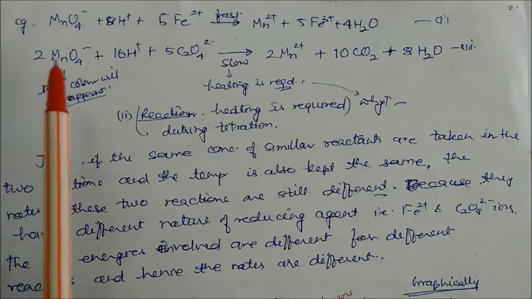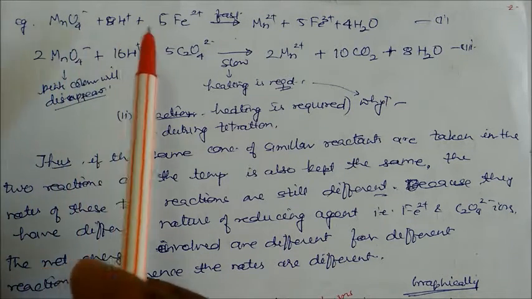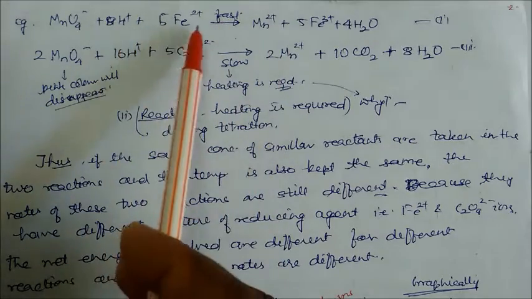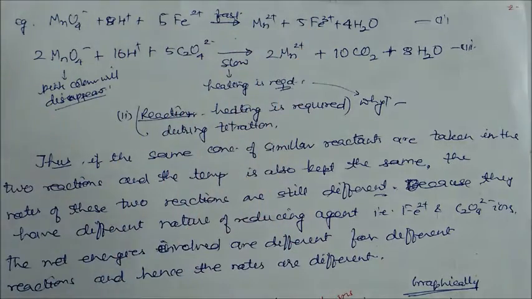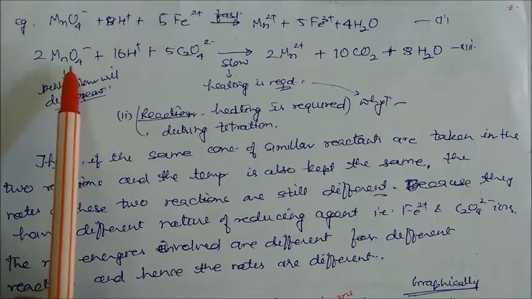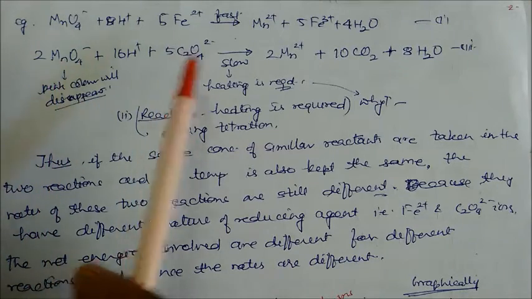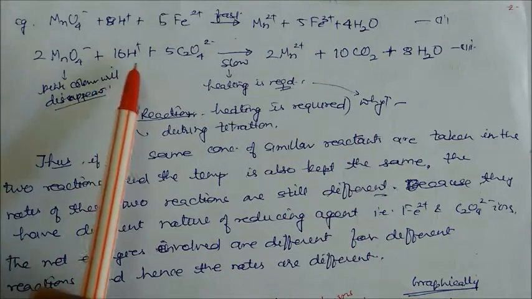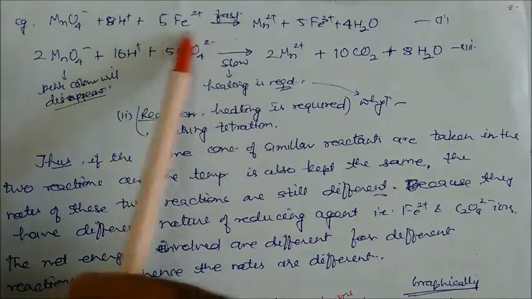We have one more example. Permanganate is reacting with iron, and this reaction is fast, converting Fe2+ to Fe3+. In the second reaction, permanganate is reacting with oxalate to give Mn2+ and CO2. This reaction is slow, so we require heating here. In the first one, we don't require heating.